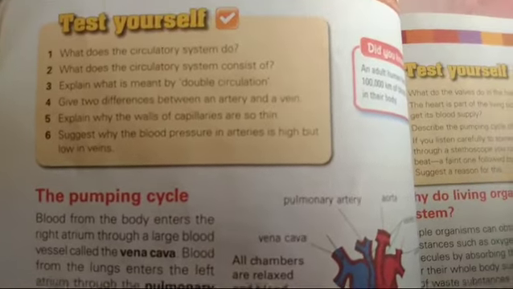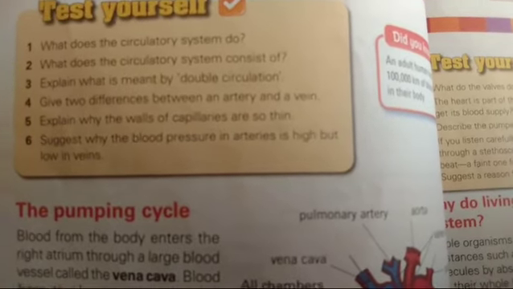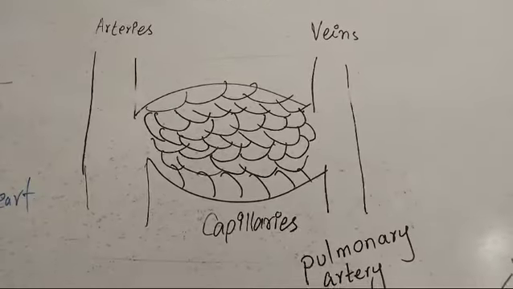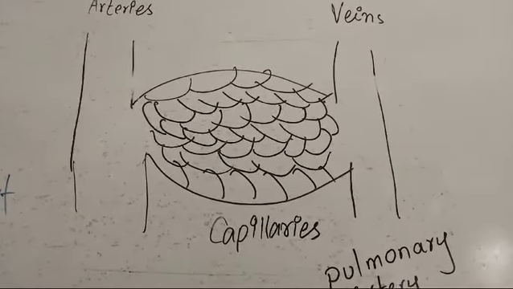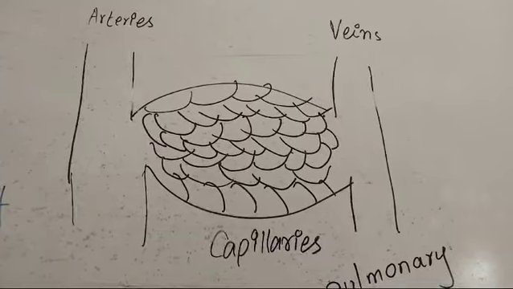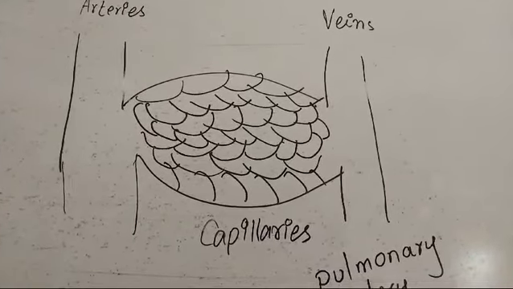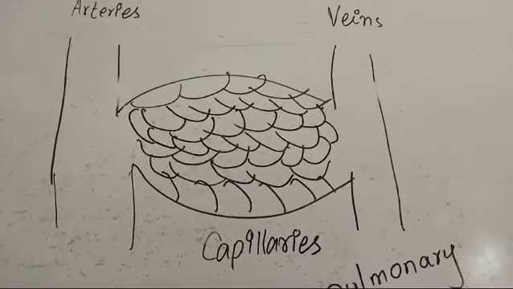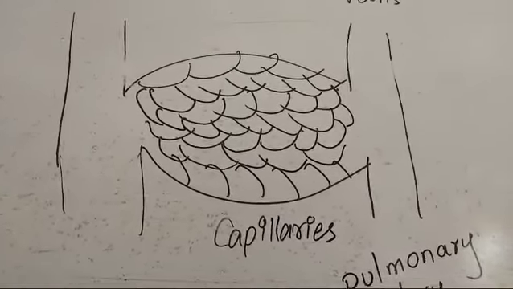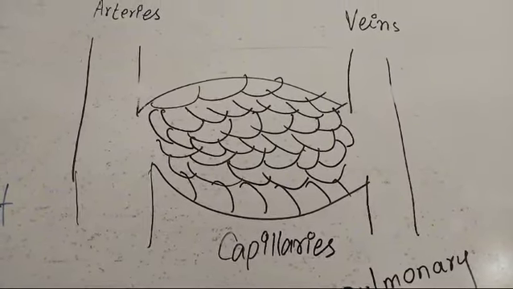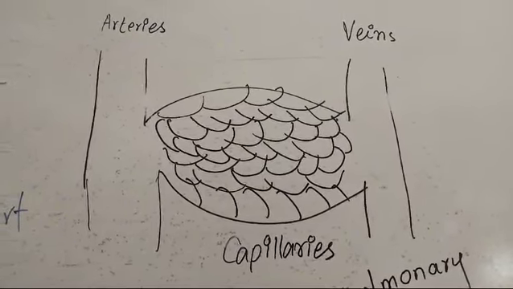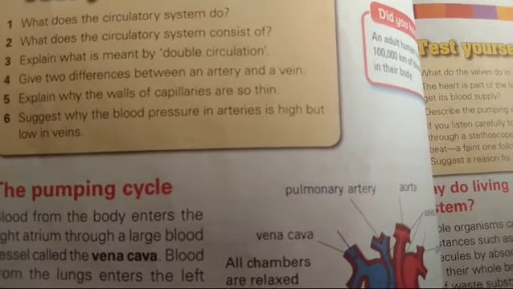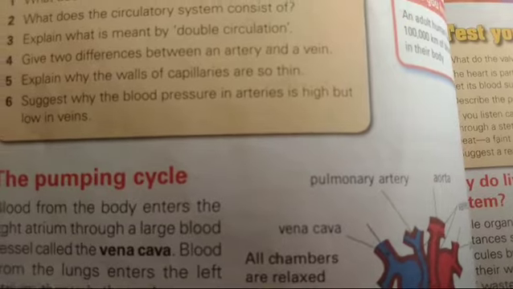Question number 5 is, explain why the walls of the capillaries are so thin. The walls of the capillaries are so thin because capillaries have to exchange materials with the body. Capillaries transport oxygen and food to the body and take carbon dioxide and waste from the body. Question number 6 is, suggest why the blood pressure in arteries is high but low in veins.